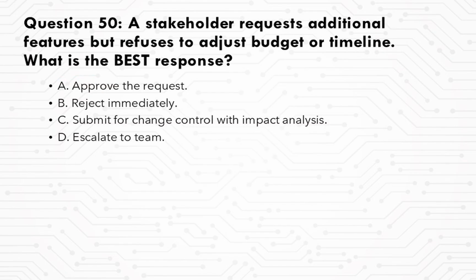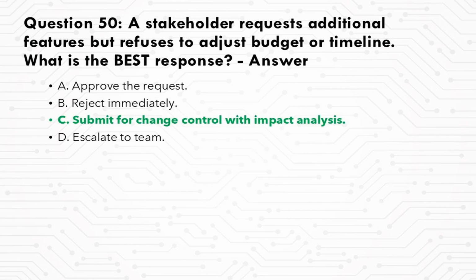Question 50. A stakeholder requests additional features but refuses to adjust budget or timeline. What is the best response? A. Approve the request. B. Reject immediately. C. Submit for change control with impact analysis. D. Escalate to team. Answer: C. All changes must go through formal evaluation.